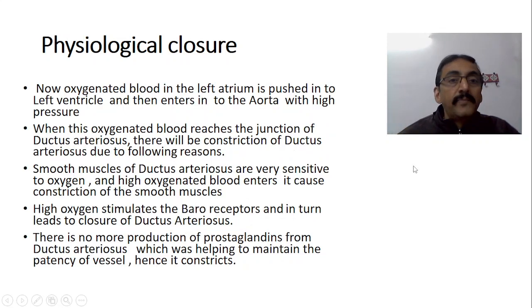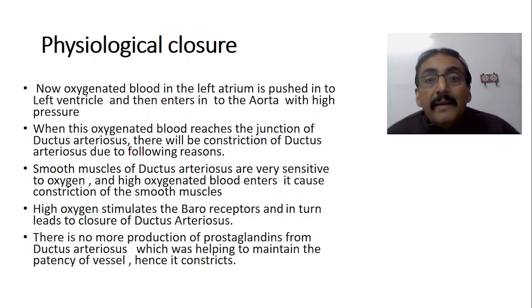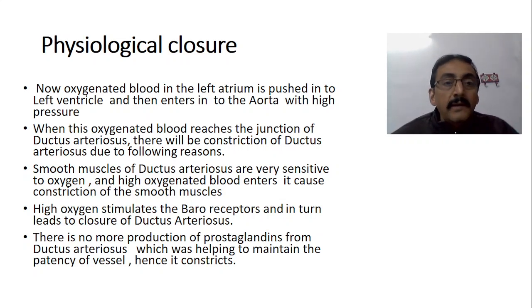There is no function. Now the oxygenated blood in the left atrium is pushed into the left ventricle, and then it enters into the aorta with high pressure. When this oxygenated blood reaches the junction of the ductus arteriosus, now this is very, very important, there will be constriction of the ductus arteriosus due to the following reasons.